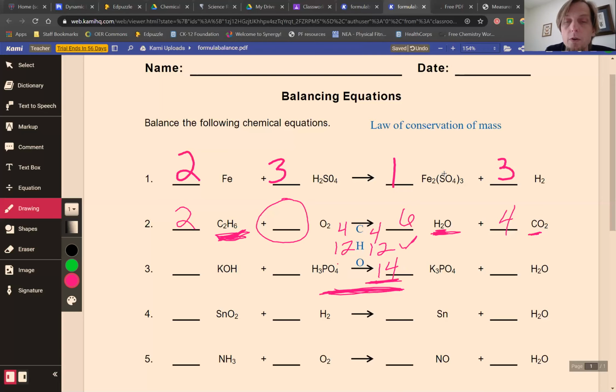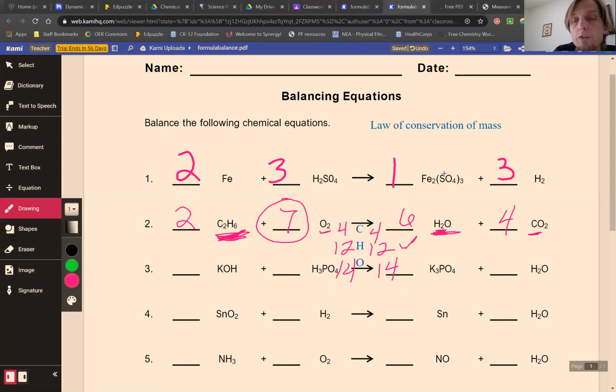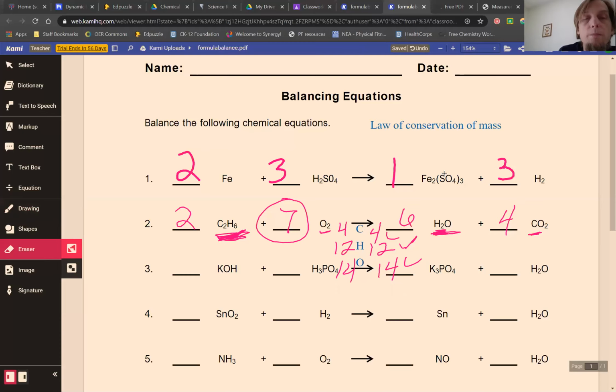Now, the only thing we're missing is how many oxygen. What can we do with this number? What coefficient would make oxygen come out to 14? 7. Okay, 7 times 2 is 14. I'm going to erase those lines. And now 14. Again, this would be like on scratch paper. So 4 and 4, check. 12 and 12, check. 14, 14, check. And we are balanced. So if I had to clean this up a little bit, that's on my scratch paper. This would be the answer.